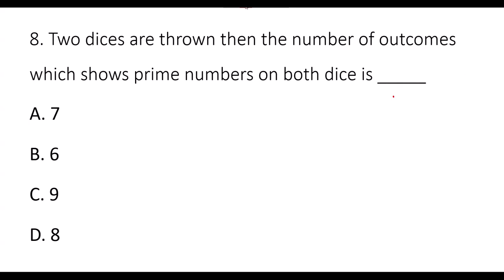If you check this question, two dice are thrown, then the number of outcomes which show prime numbers on both the dice. When two dice are thrown, the total outcomes is nothing but 36. But here we want prime numbers, so 36 is not the answer. Both dice outcomes must be prime. So the first one should be a prime number, and the second one should be a prime number.